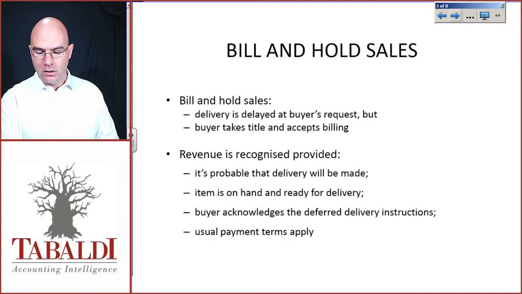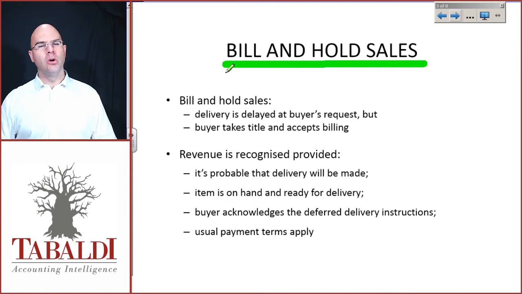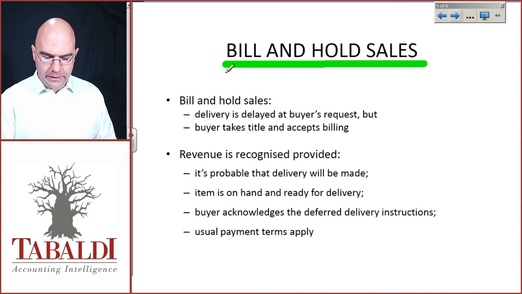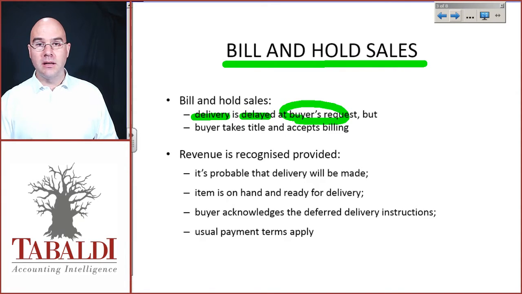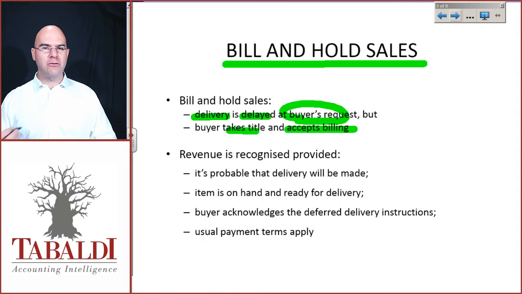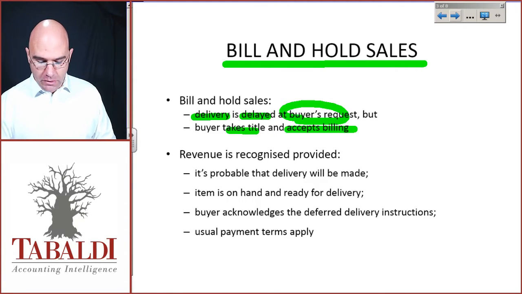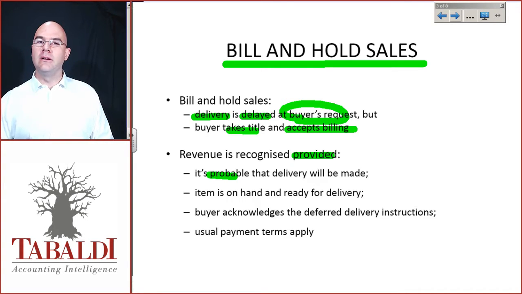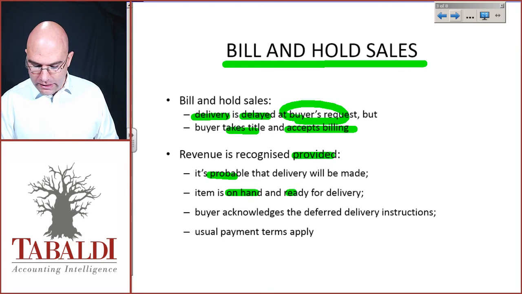So first up, we'll discuss bill and hold sales. What is a bill and hold sale? Well, here, delivery is delayed at the buyer's request. However, the buyer still takes title and accepts billing. So when do we recognize revenue? Do we have to wait until delivery takes place? No. Revenue can be recognized earlier provided that it's probable that delivery will be made, that the item is on hand and ready for delivery.